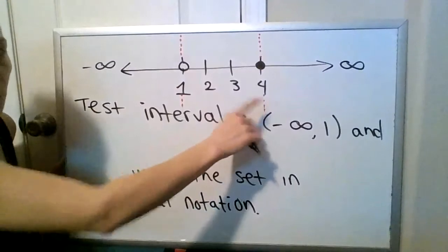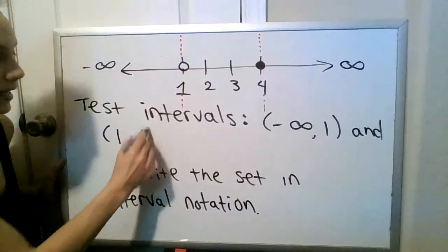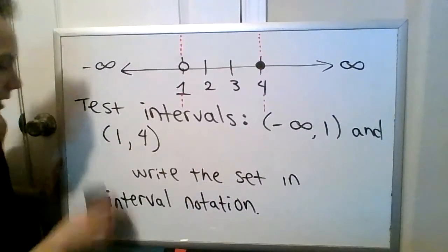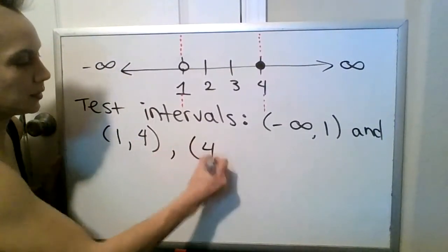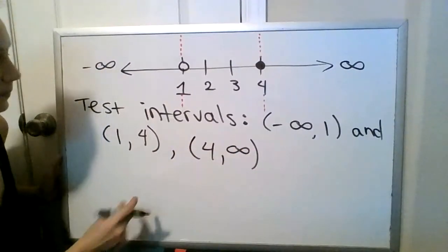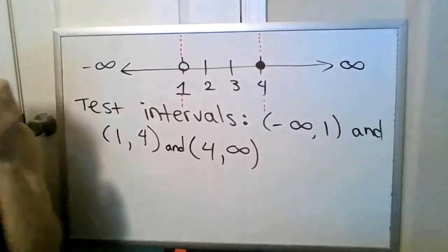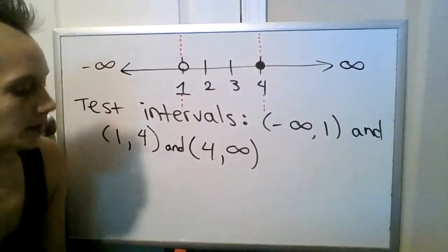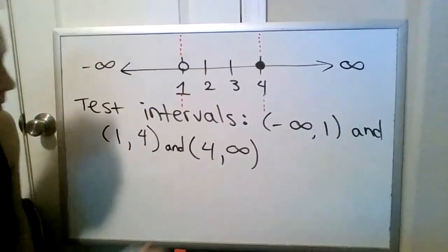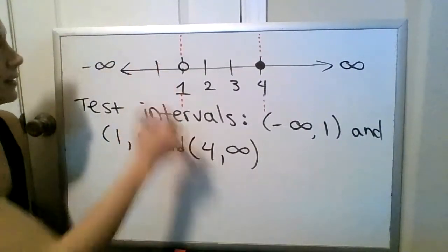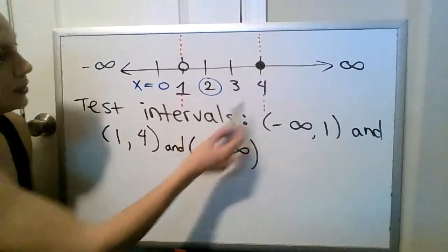And again, between 1 and 4. So the set starts at 1 but doesn't include 1, goes over to 4, and does include 4, and then starting at 4, but not including 4, and over to infinity. So we need 3 test points. The first one we'll do is x equals 0, and then we'll try x equals 2, and then we'll do x equals 5.